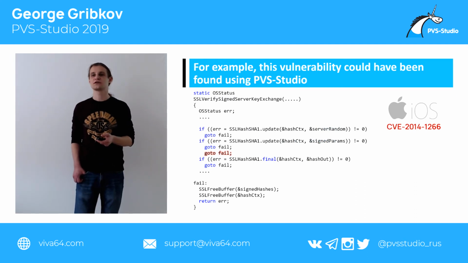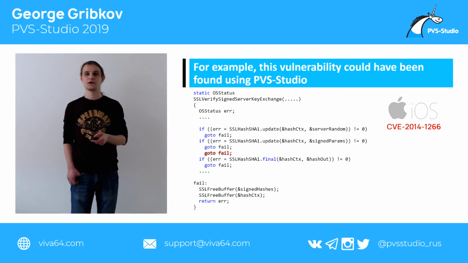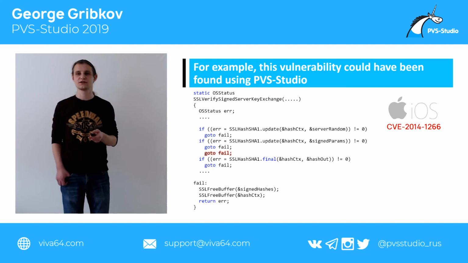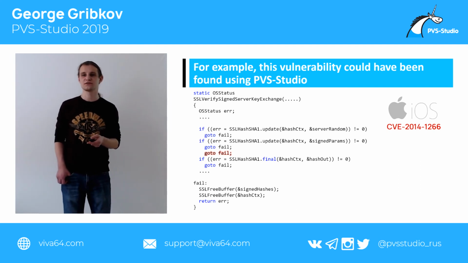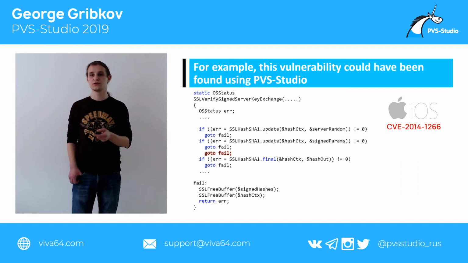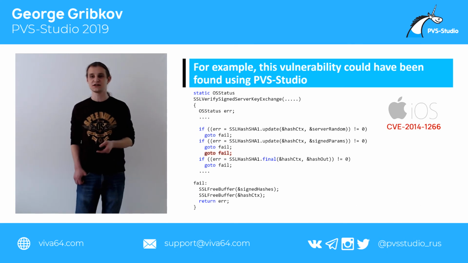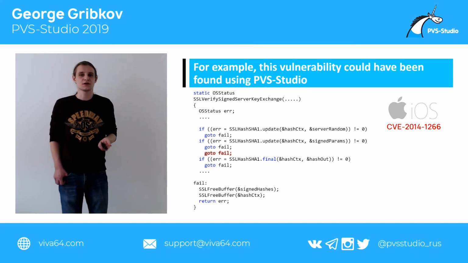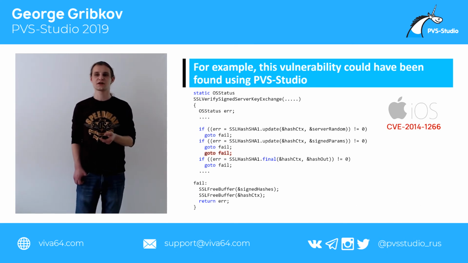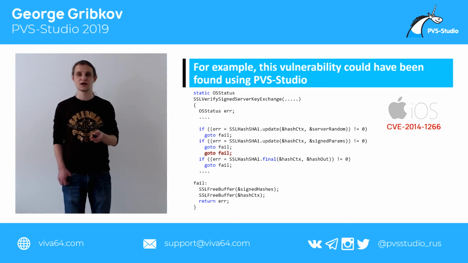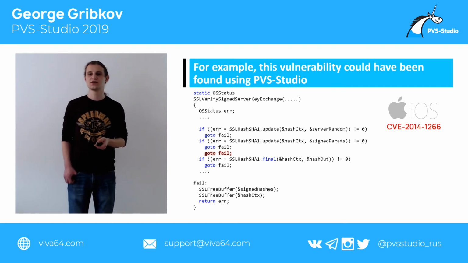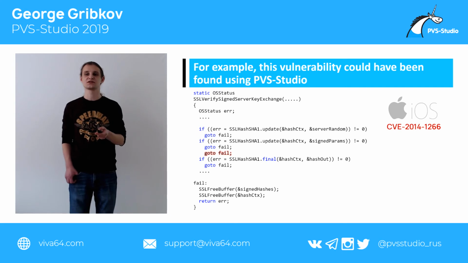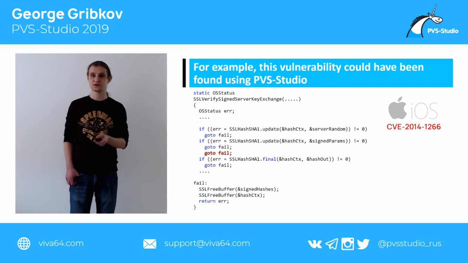Vulnerabilities are often quite simple in nature. Here, for example, is a vulnerability that was found in iOS in 2014. Go2 was accidentally written twice. How it happened is unknown, but nevertheless, the fact remains. Because of this double goto in iOS, there was a vulnerability that received its Common Vulnerabilities and Exposures identifier.